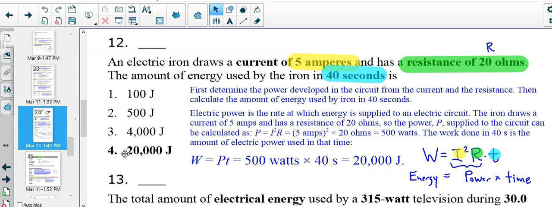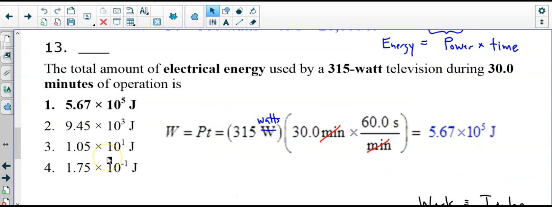All right, let's take a look at the next one. Here in problem 13, the total amount of electrical energy used by a 315 watt television during 30 minutes of operation is... So electrical energy is always W, that's work. 315 watts, that's power.